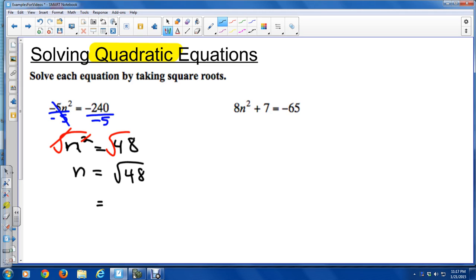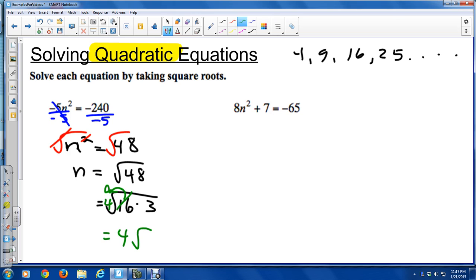So we are going to divide by those magic numbers. Dom, help me out. Don't fall asleep. I know you're tired from snowboarding. Divide by those numbers. You know the numbers. 4, 9, 16, 25, all my perfect squares. Keep going. And you're going to tell me that that can be divided by 16. 16 times 3 is, in fact, 48. So square root of 16 comes out, and I'm going to get 4 radical 3 for my answer.